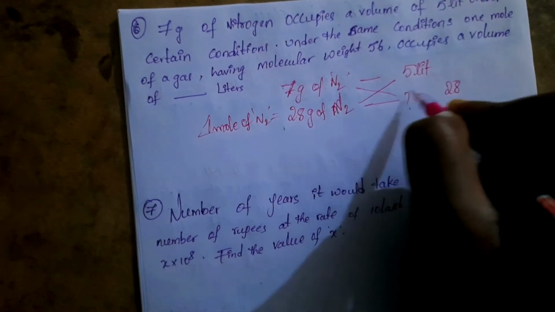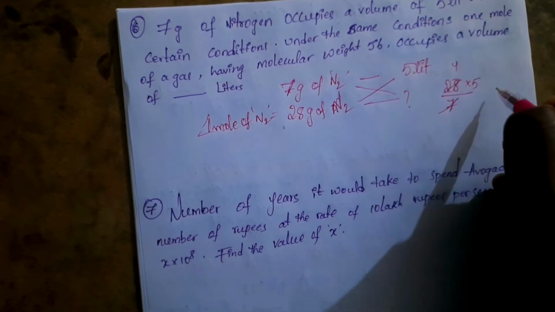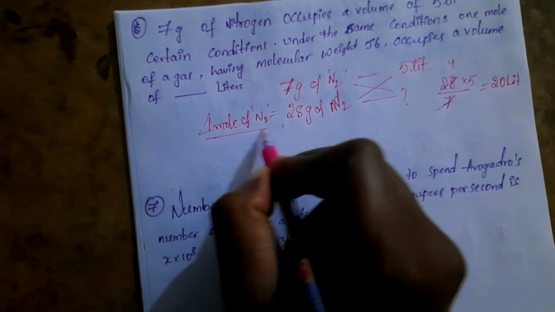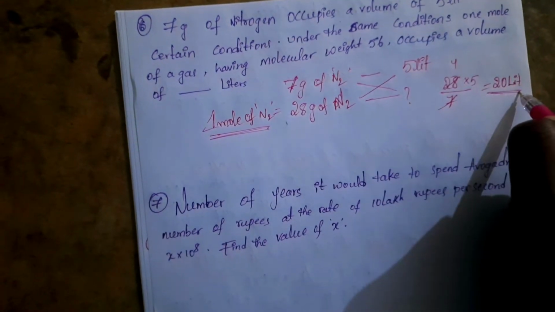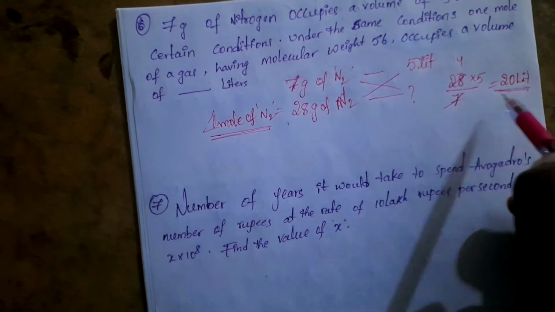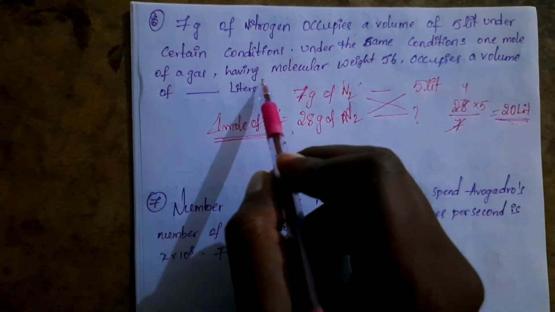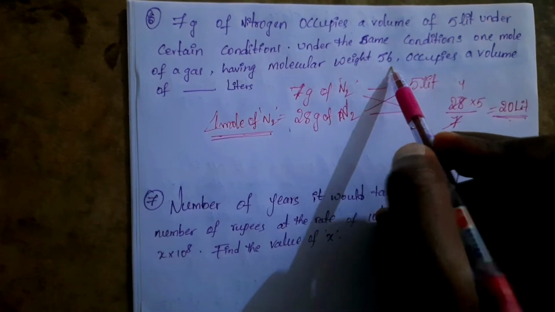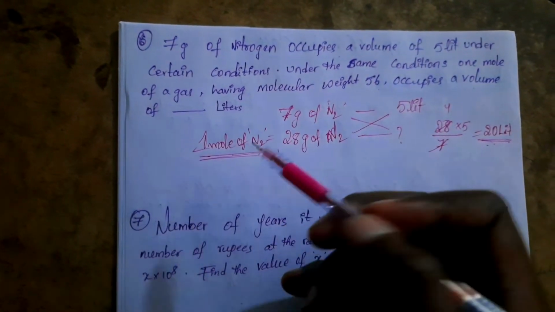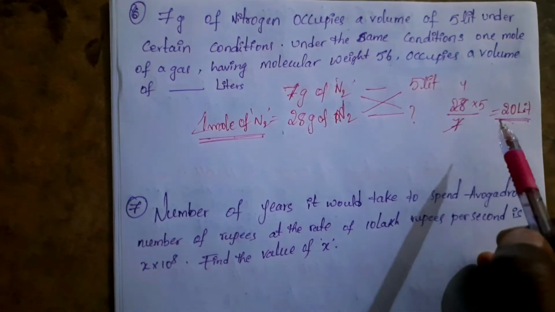Do the cross multiplication: 28 into 5 by 7. 7 fours are 28, 4 fives are 20 liter. So 1 mole of nitrogen occupies 20 liter. Under that condition, another gas which is also 1 mole, whose molecular weight is 56, also occupies the same volume, 20 liter. 1 mole of any gas will occupy 20 liter under this condition. Is that clear?